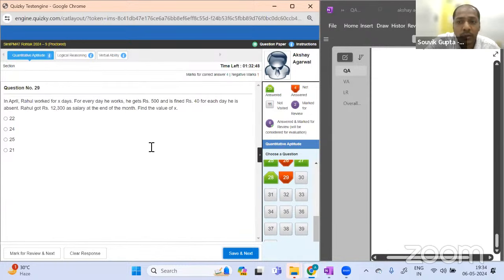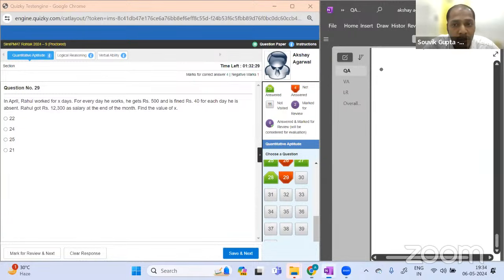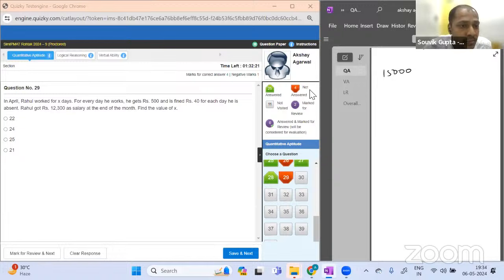In April, Rahul worked for X days and for every day he works, he gets rupees 500 and is fined if he is absent. Rahul got a total of 12,300 as salary at the end of the month. April has 30 days. If he worked for all 30 days, he would have got 15,000 rupees. But every missed day he loses 540 rupees. So he has missed 540 into 5, 2700, so he was absent for 5 days, so he worked 25 days.